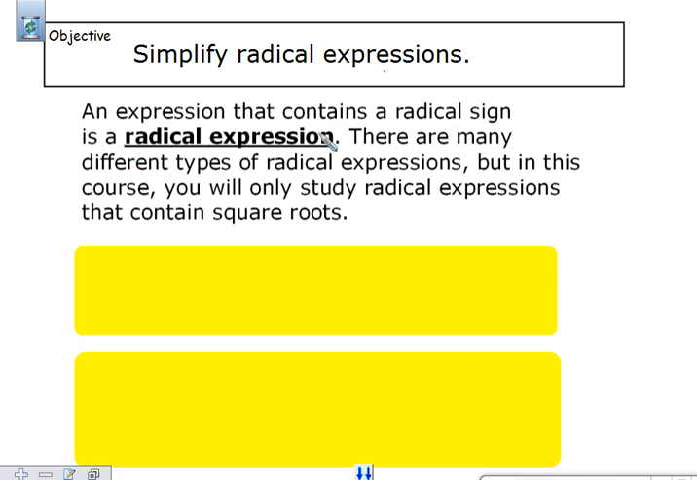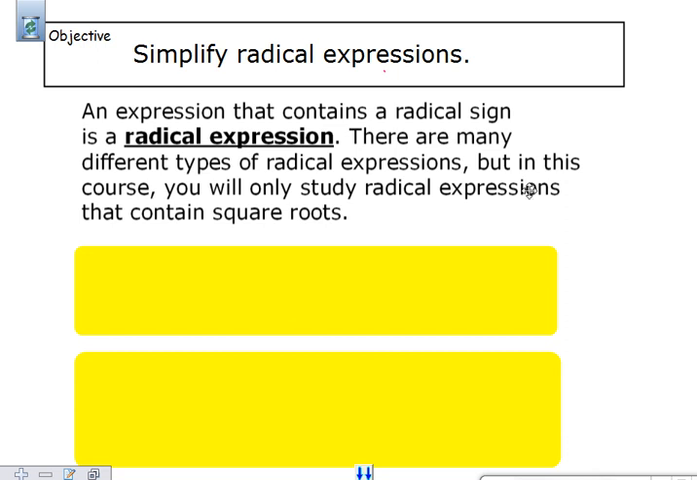There are many different kinds of radical expressions, but in this course we are only going to study radical expressions that contain square roots. That means later on in Algebra 2 you're going to have problems with a higher index, so you might have something with an x cubed in there or something to that effect. So I'm going to hide that, delete that, because you weren't really going to need to see that.